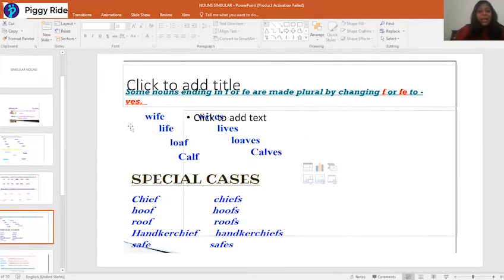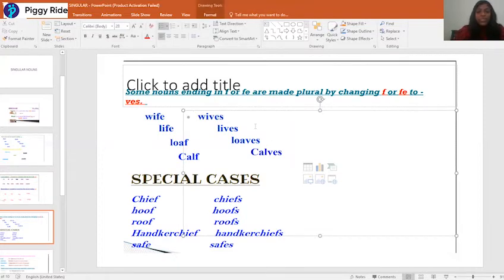Okay, now let's move to the next part. There are some nouns ending in F or FE. They are made plural by changing F or FE to VES. So whenever you see that a noun is ending with F or FE, it is being converted to plural form just by changing F or FE to VES. Now to make this concept clear, let's again have some prominent examples.